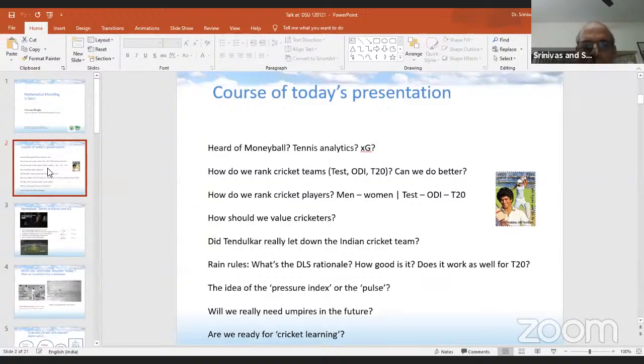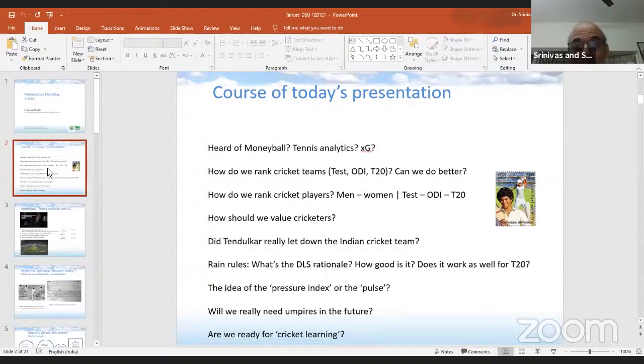Then I ask a series of questions. How do we rank cricket teams? Can we do better? How do we rank players? Team is one thing, players is another thing. Another more interesting question: how do we value cricketers?